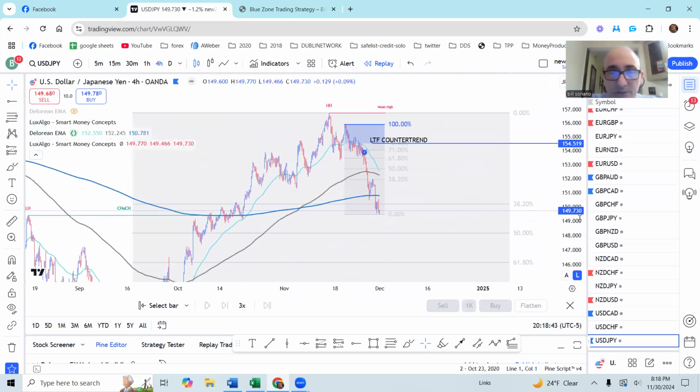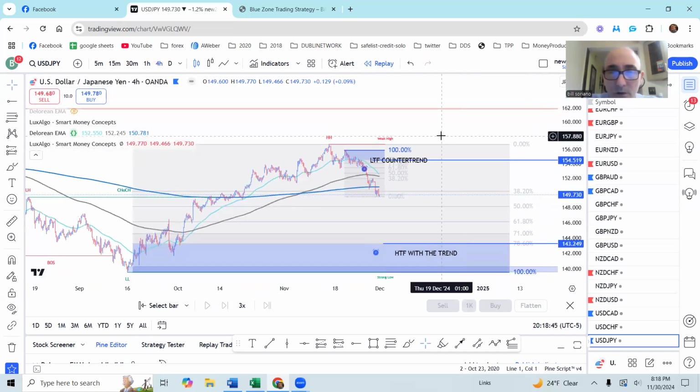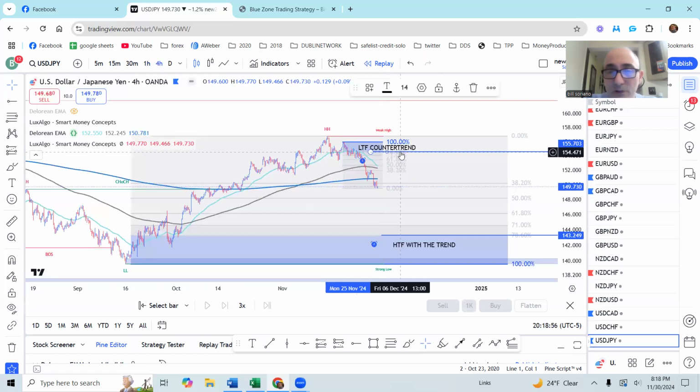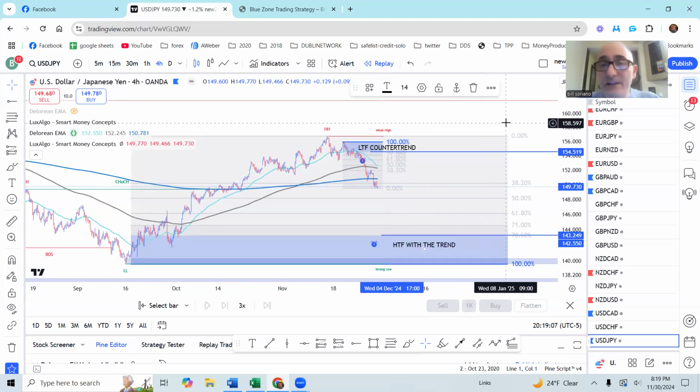have here now is we have our higher time frame blue zone here, which is going with the trend, and that's drawn on the 4 hour. And then we have our lower time frame counter trend blue zone, which is drawn on the 1 hour time frame. Okay. So that's basically the strategy right now.